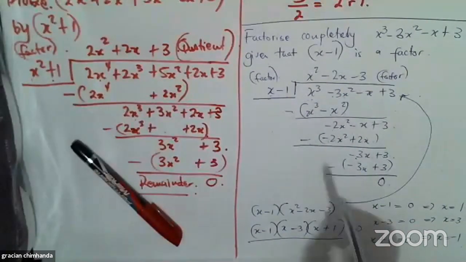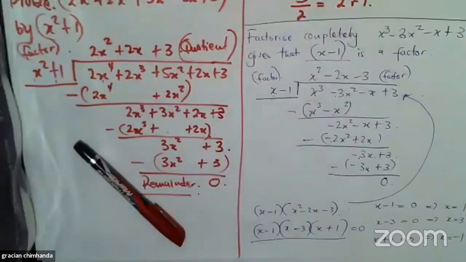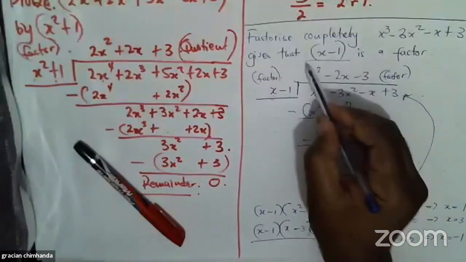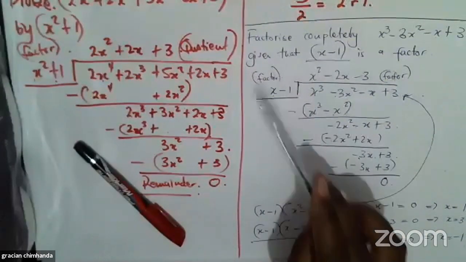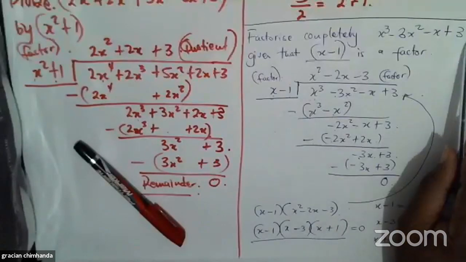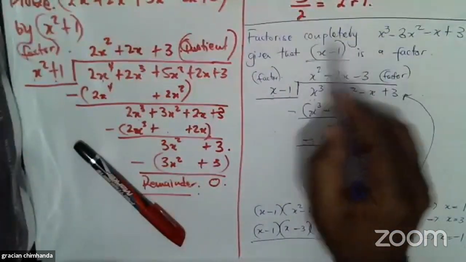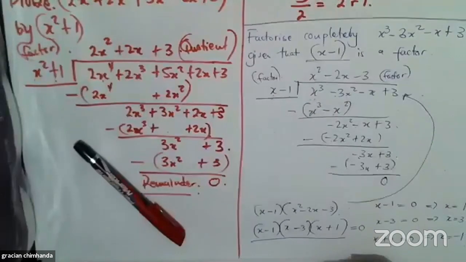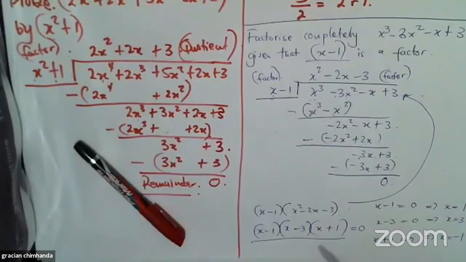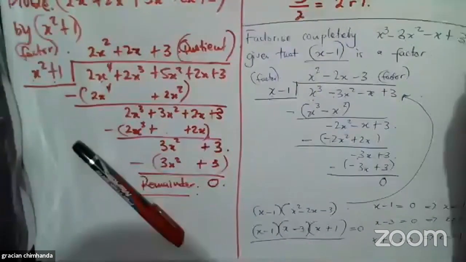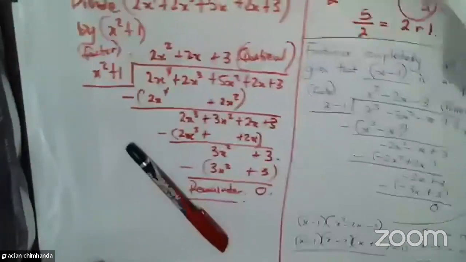Sometimes you will not be given the factor. They will just say completely factorize this. There is a way you will be able to understand and come up with a factor and factorize. But that was yesterday's lesson. Today, let's go into today's lesson so that we can see what we are supposed to be doing.